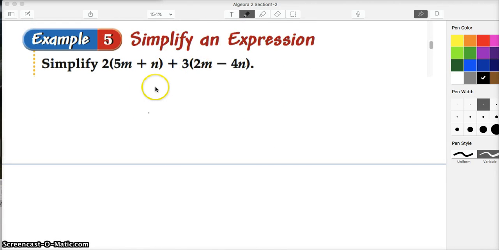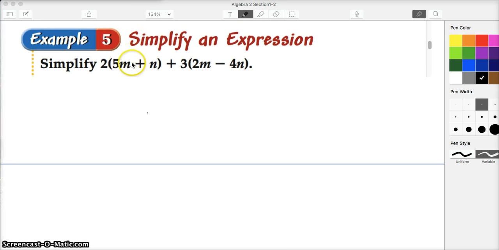Our final example for this lesson will be example 5. We're going to simplify an expression. And simplifying really means, and this is something that we should remember from Algebra 1, we are joining like terms together and we are getting rid of parentheses when we can. The way we get rid of parentheses in this case is that we're going to use the distributive property. Right here, I'm going to multiply 2 times 5m and 2 times n. What that's going to do is break the parentheses off. So 2 times 5m is going to be 10m, and 2 times n is going to be 2n.